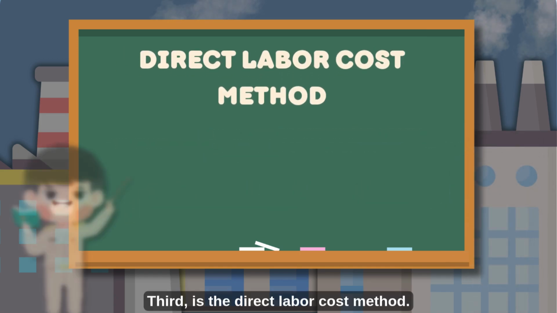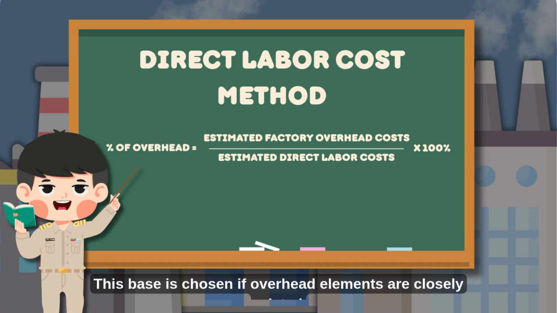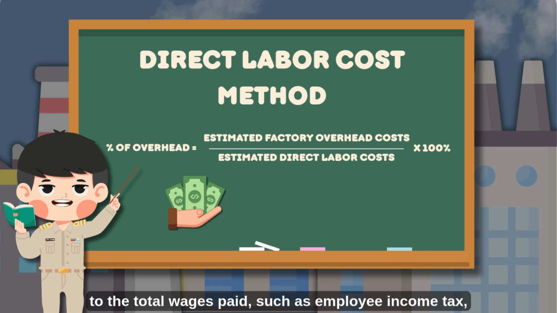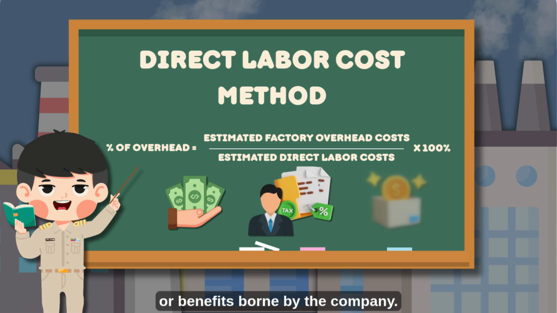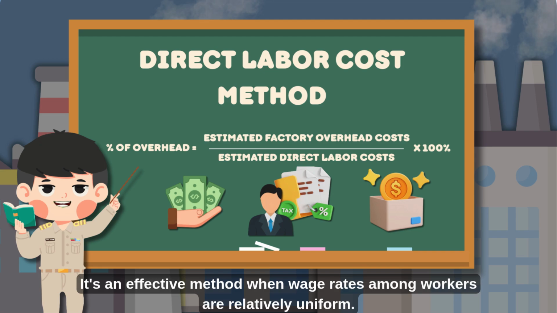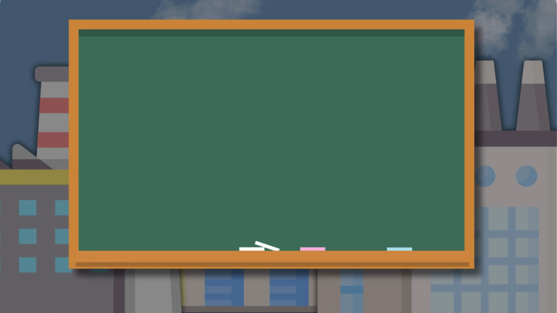Third is the direct labor cost method. This base is chosen if overhead elements are closely related to the total wages paid, such as employee income tax or benefits borne by the company. It's an effective method when wage rates among workers are relatively uniform.